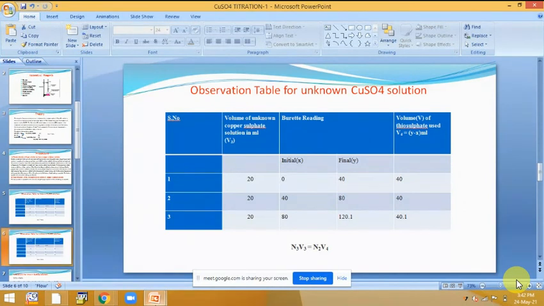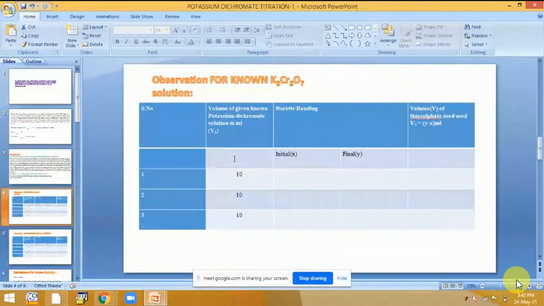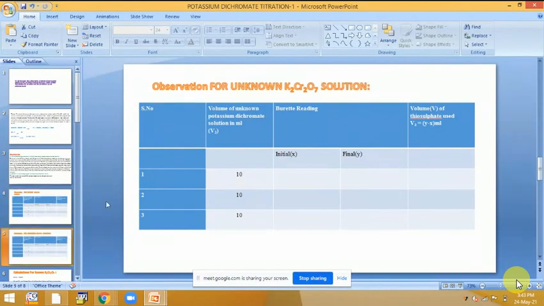In the same way, in case of potassium dichromate, you have to repeat the experiment with the known dichromate solution and hypo solution 3 times, so that we can calculate the concentration of hypo solution from the known dichromate solution. The second time, now your hypo solution is known versus the unknown potassium dichromate solution. In this way, we can get the reading of the burette.